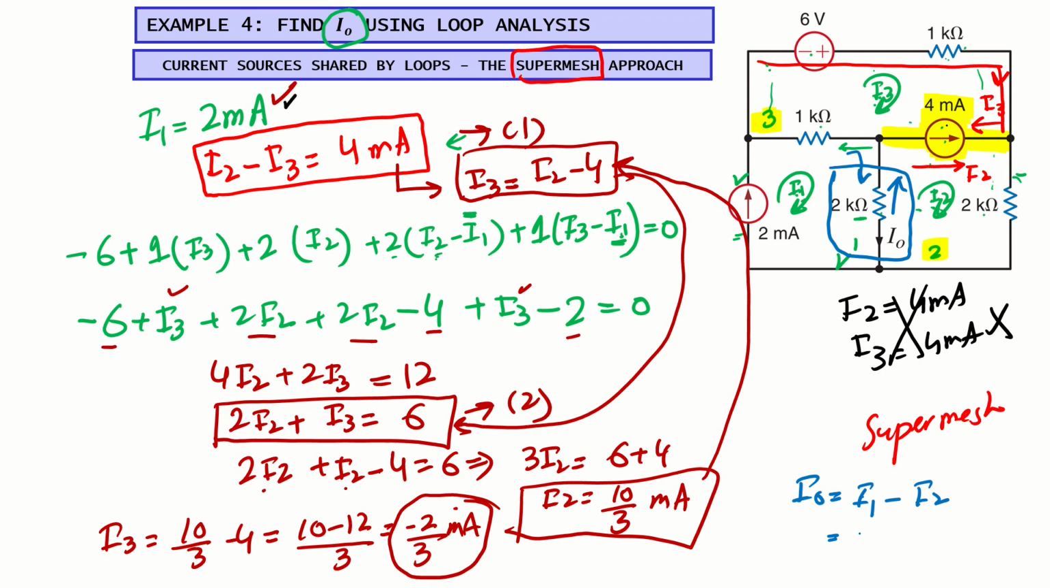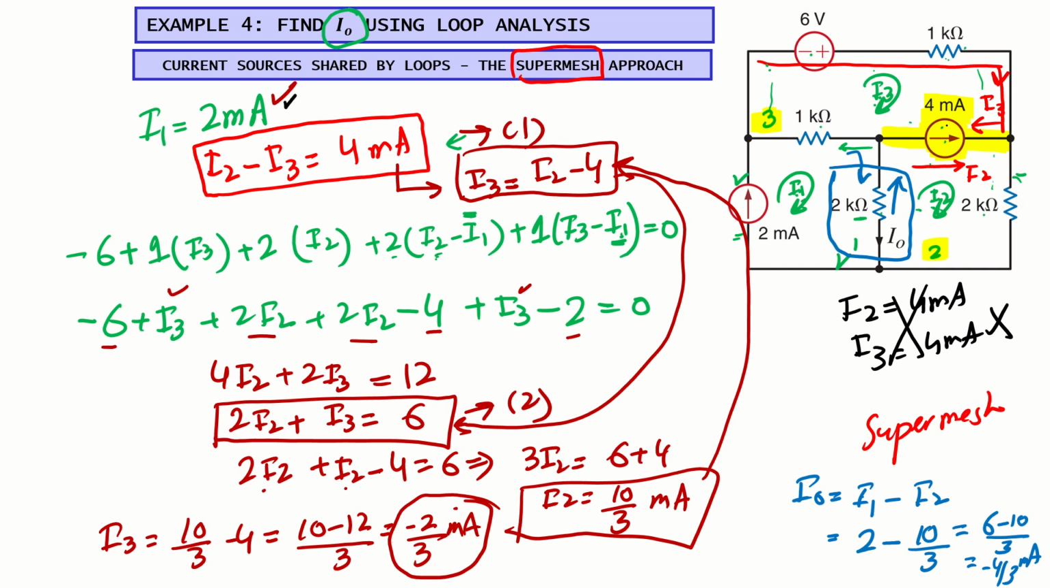So what is the value of I1? 2. What is the value of I2? 10 over 3. So what will we have here? 6 minus 10 divided by 3, so basically minus 4 over 3 milliampere. So this way we can find the value of I naught.